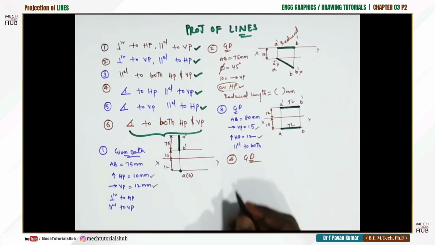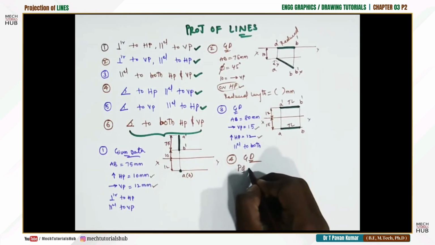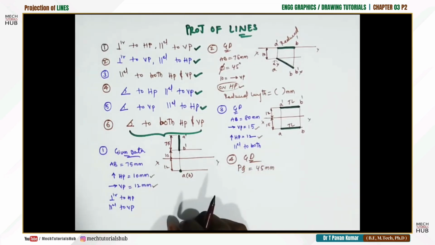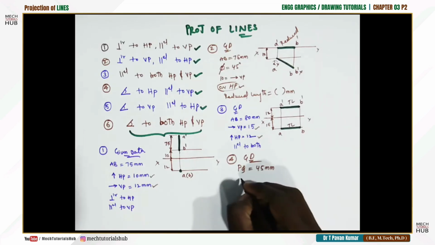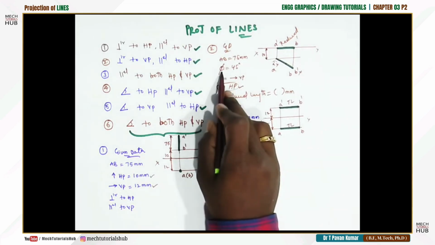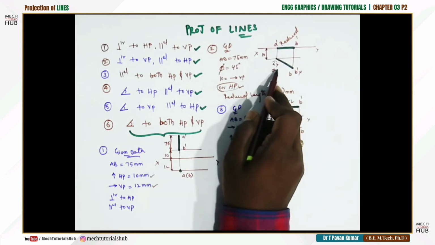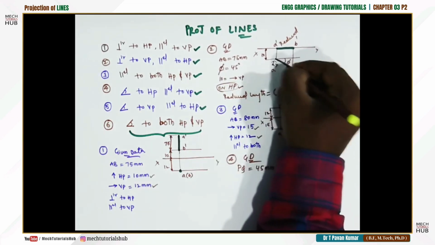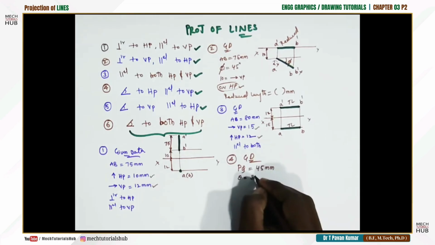A line AB, or else why AB always, we will consider as a line PQ of 45 mm length. A line PQ of 45 mm length is inclined 35 degrees to HP and parallel to VP. Now when it is inclined to VP, the inclination is going to be below the XY line, and we notate this angle as phi. If it is with HP, theta is equal to 35 degrees.